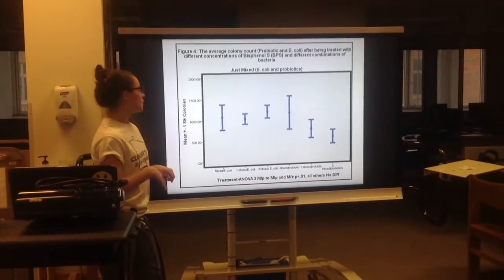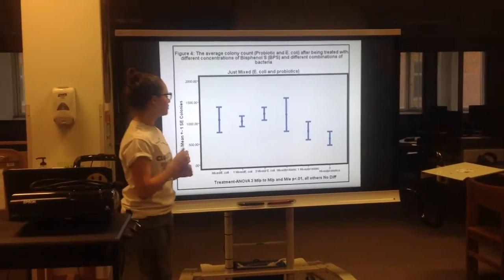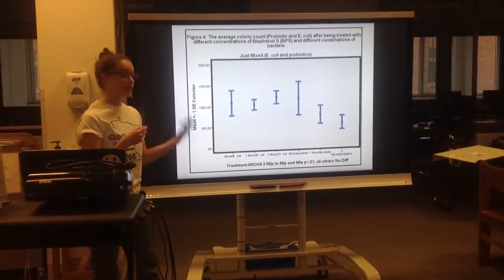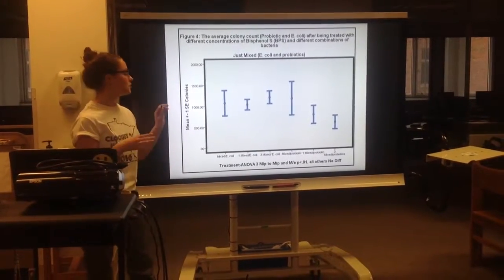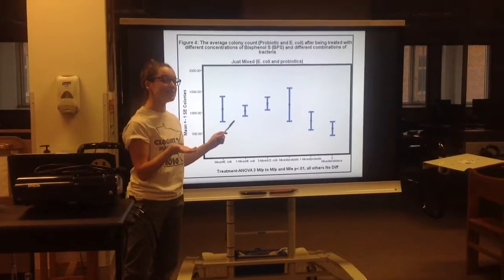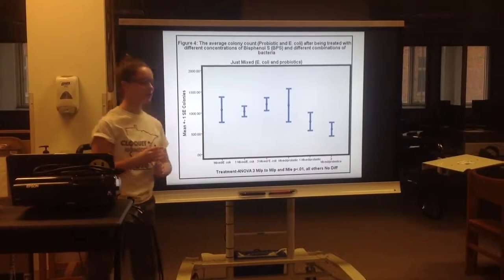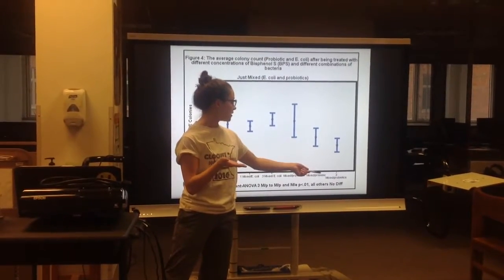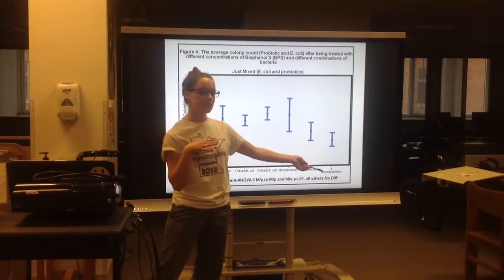Previously, when E. coli is exposed to the BPS, it has a very significant increase, but when in combination of E. coli and probiotics, it is seen to dampen the relative bacterial growth of the E. coli. And when in combination of E. coli and probiotics, the probiotics seem to have decreased in numbers.